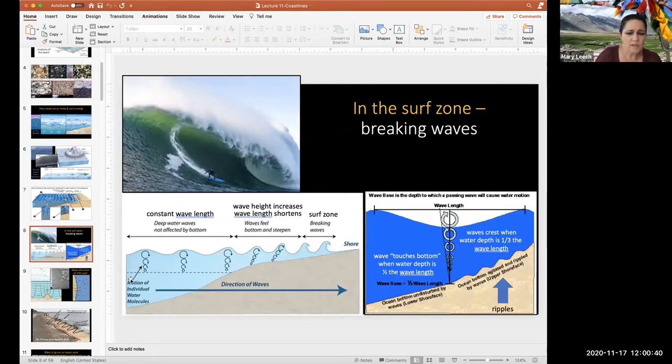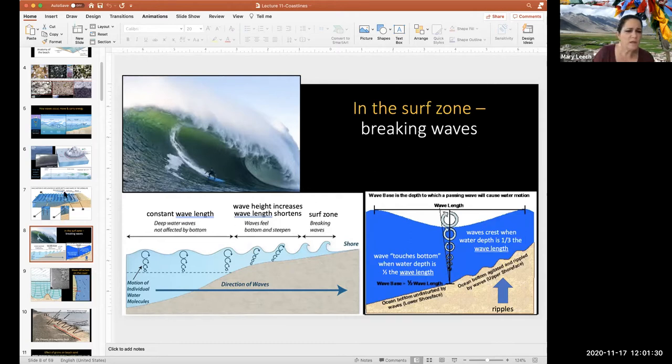This shows it better. Here's the direction of the waves. Out in the open ocean, in deep water, it's a constant wavelength, because it's not feeling bottom at all. We're only talking about the top part of the ocean; at some depth the waves aren't affecting the water at all. When the water gets shallow enough and feels bottom, then wave height starts to increase. The wavelength shortens, so the waves get closer together when they come close to shore.